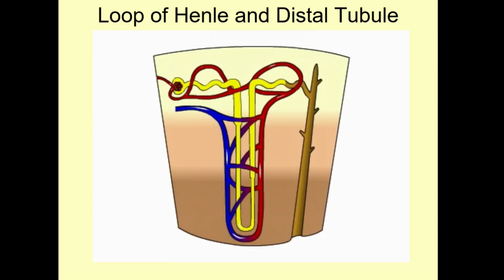More substances are reabsorbed from the distal tubule. Sodium chloride is actively transported out of the filtrate. Bicarbonate ions may be reabsorbed too, helping to regulate body pH.